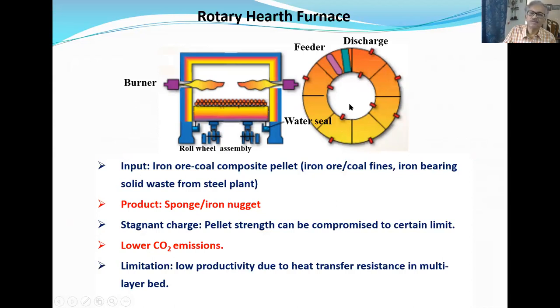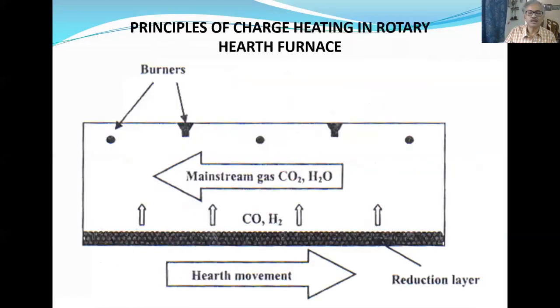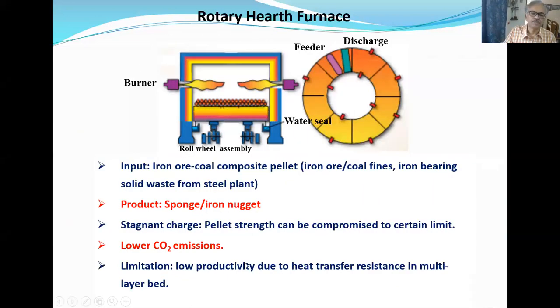And in case of the ITMK3 process, you have another zone, a high temperature zone, where slag metal separation also takes place, and then you can get the iron nuggets at the output. So there the process control and the raw material requirement are stricter, and one more high temperature zone is required. In the rotary hearth furnace, as I said, the charge is stagnant. That is the major advantage. The charge does not move, so the physical strength of the charge need not be that high. So you can compromise on the raw material.